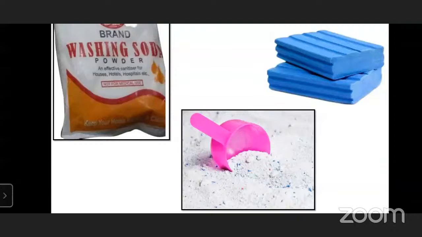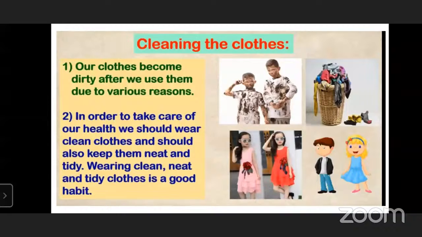Now, cleaning the clothes. Our clothes become dirty after we use them due to various reasons. You can see here these children playing in the mud. Look at their clothes. Their clothes are very dirty. In order to take care of our health, we should wear clean clothes and keep them neat and tidy. Wearing clean, neat and tidy clothes is a good habit.